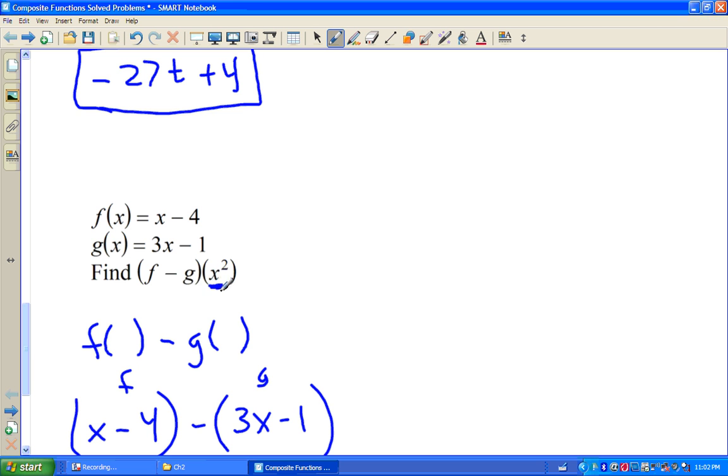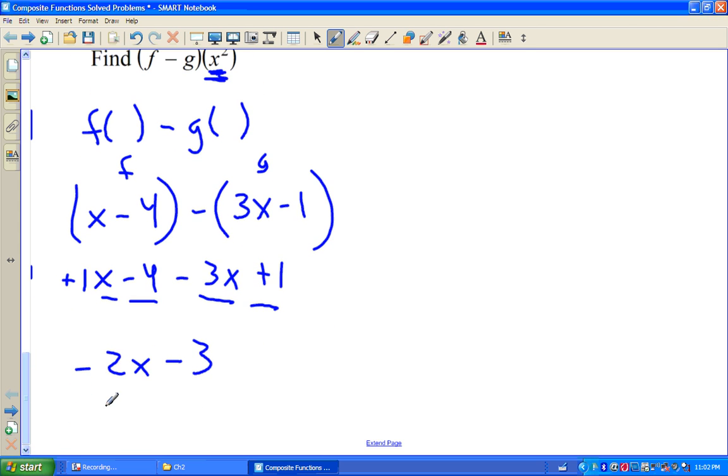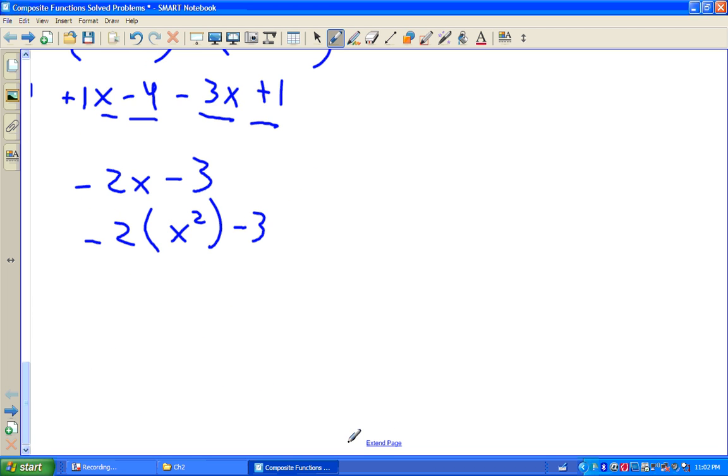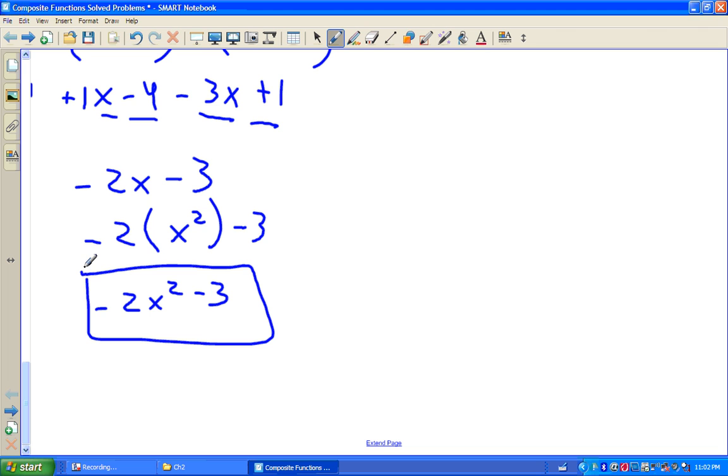But this time they want me to evaluate it at x squared. So I just go back, and wherever I see an x, I replace it with an x squared. So minus 2, I plug in x squared minus 3. So my final answer is minus 2x squared minus 3. Okay, I hope that helps you understand that. There you go.